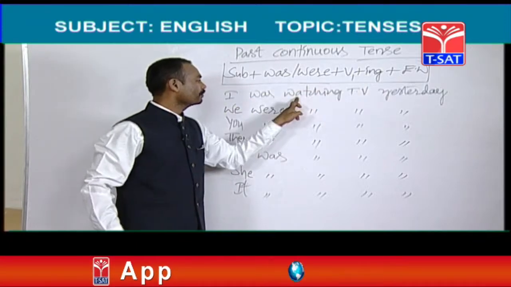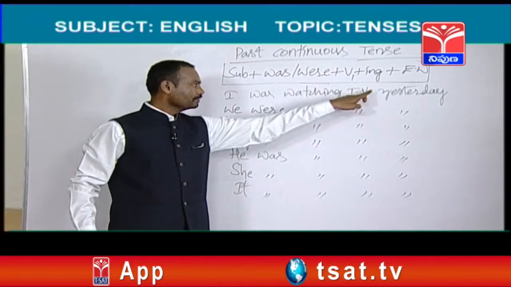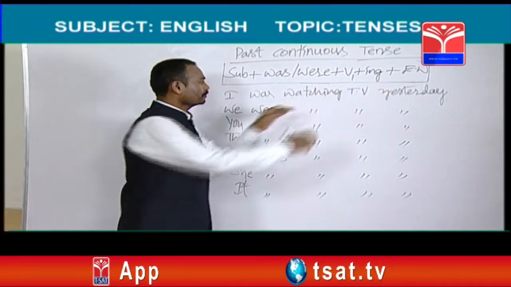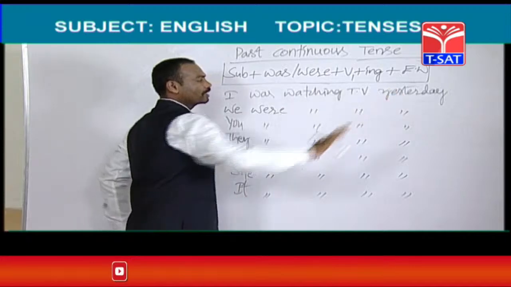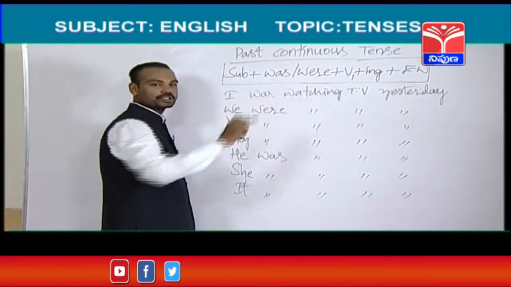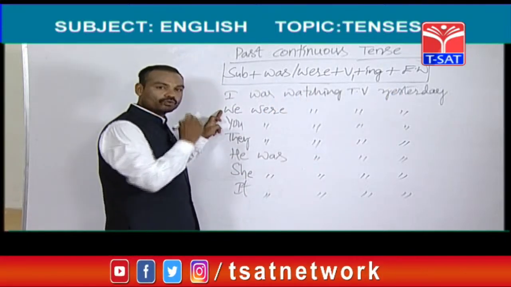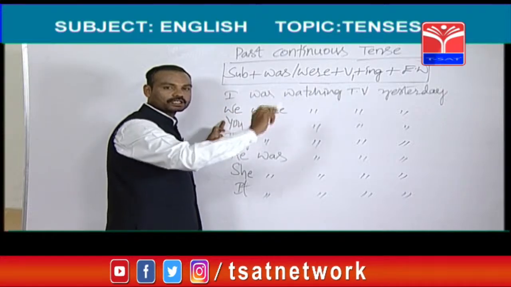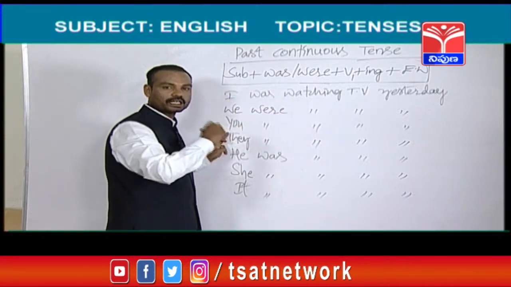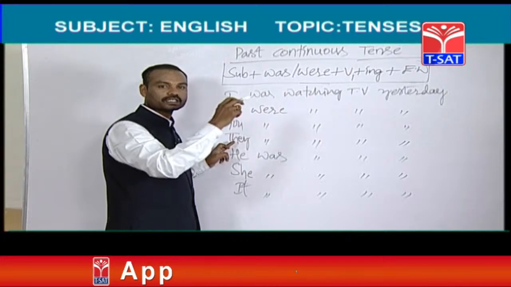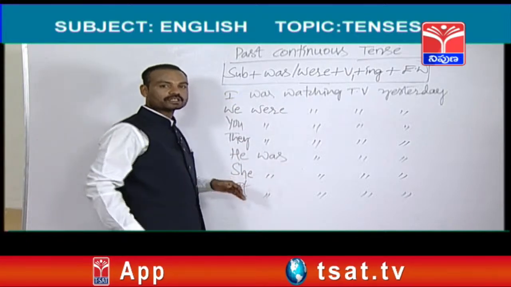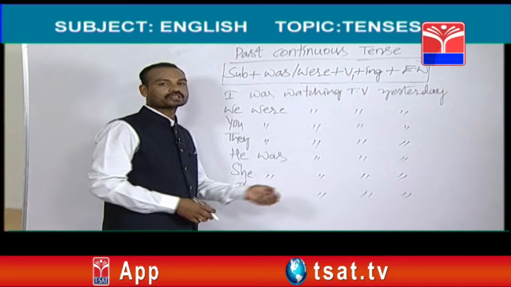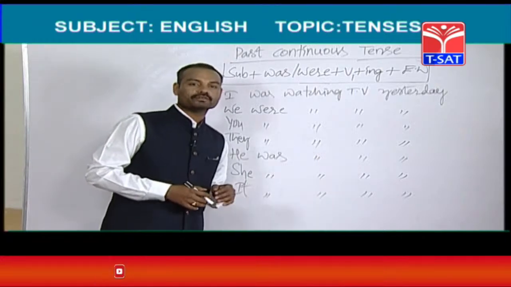Next V1 plus ing form, watch plus ing, watching. TV, yesterday. From here to here, these words are called extra words. I was watching TV yesterday. Next, we were watching TV yesterday, you were watching TV yesterday, they were watching TV yesterday, he was watching TV yesterday, she was watching TV yesterday, it was watching TV yesterday. Next, let's take one more subject, my friend. My friend was watching TV yesterday.